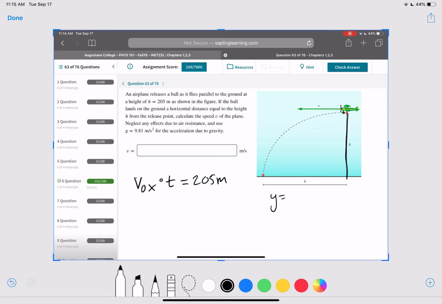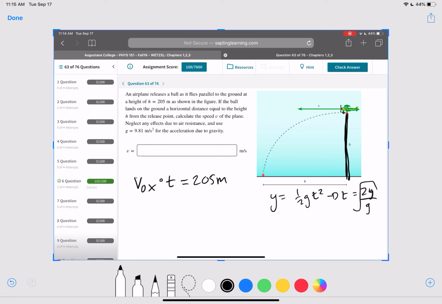And we know the time it takes to fall here. Let's do y equals 1/2 g t squared, because it's falling from rest. So we can get that the time is equal to the square root of 2y over g. It's going to fall 205 meters. Okay, 205 meters. 2 times that over 9.8 meters per second squared.